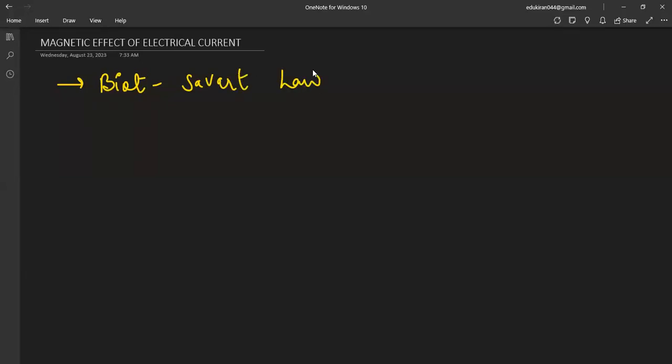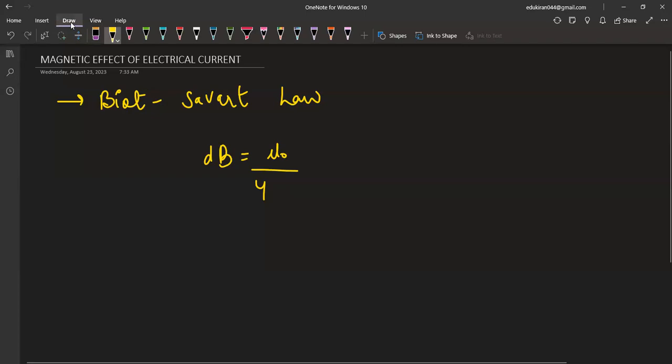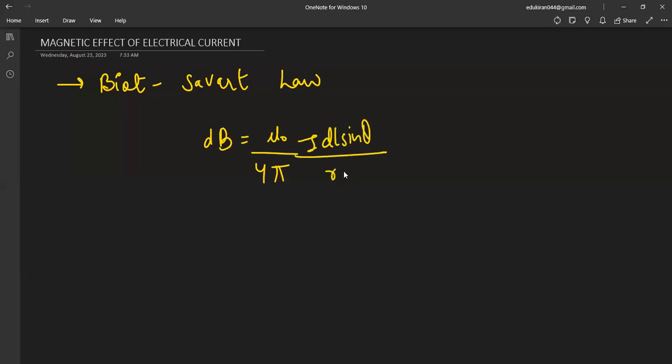What is Biot-Savart's law? We have studied that the magnitude of the magnetic field is directly proportional to current, directly proportional to the current element, that is dl, directly proportional to sine theta, and inversely proportional to r square. And the constant that we put is mu naught by 4 pi. So dB = mu naught by 4 pi, I dl sine theta divided by r square. This is the formula that we put in.